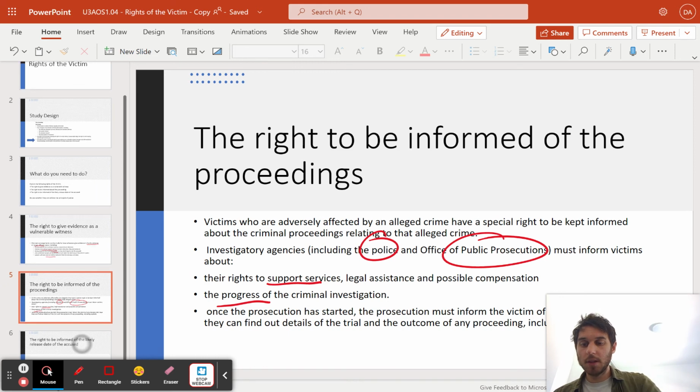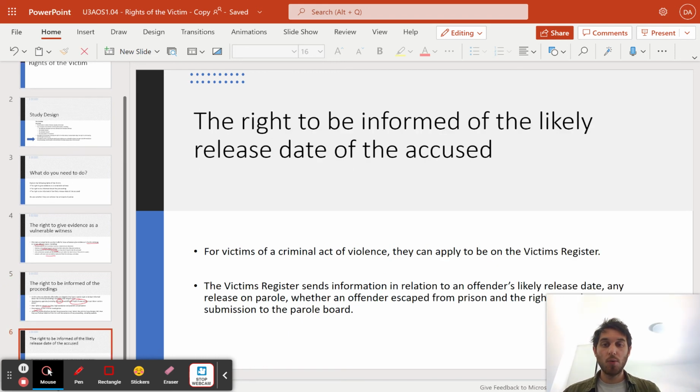And finally, the last right that we need to learn about for victims is the right to be informed of the likely release date of the accused person. Now, this is pretty straightforward. If you're a victim of a criminal act, you can apply to be registered on the victims register. Basically, you put your contact details down, so that when the offender is released, the victims register will send you information about their likely release date, whether or not they're being released on parole early or things like that, whether they've escaped from prison.